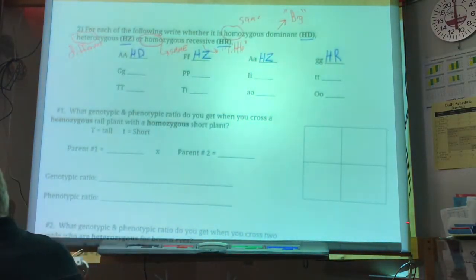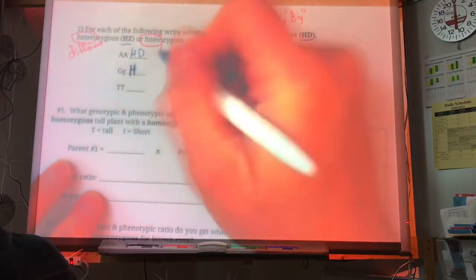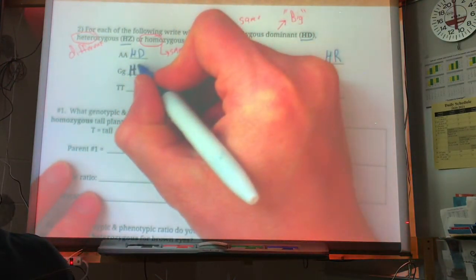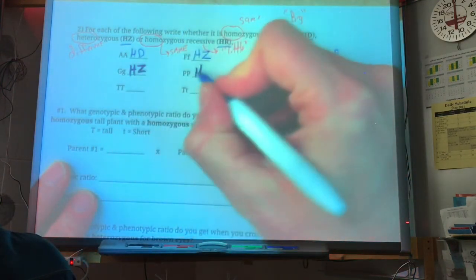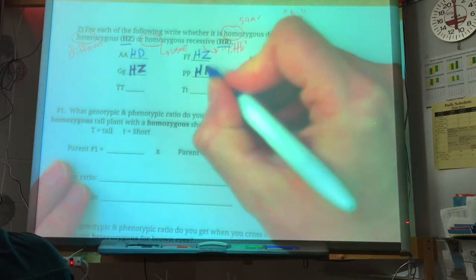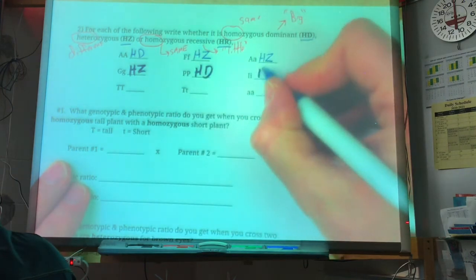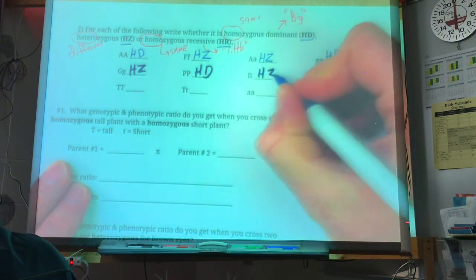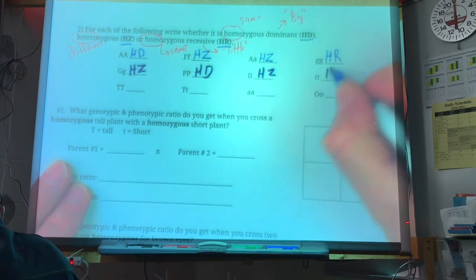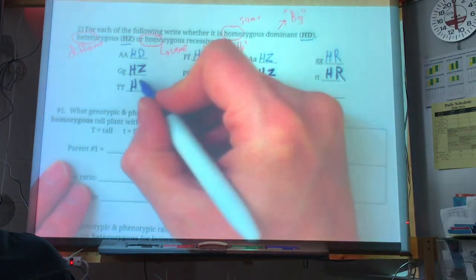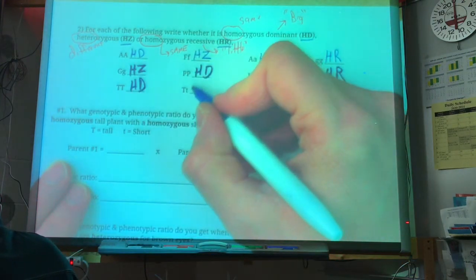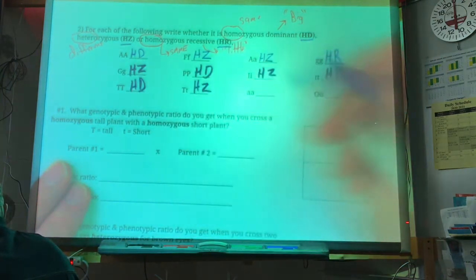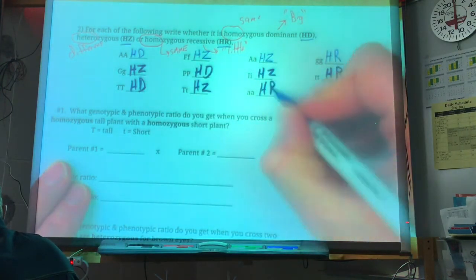Big G, little g is going to be H. Fill in the last letter. HZ. Big P is HD for dominant. Big I is H for heterozygous. Little t is H for recessive. Big T, HD. Big T, little t is H. Little a, H. And big O, little o.